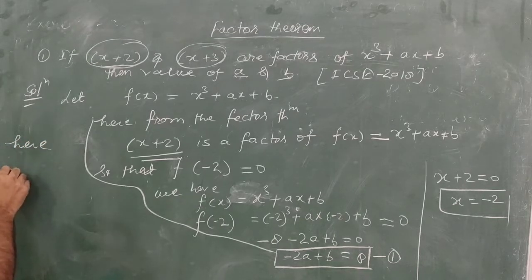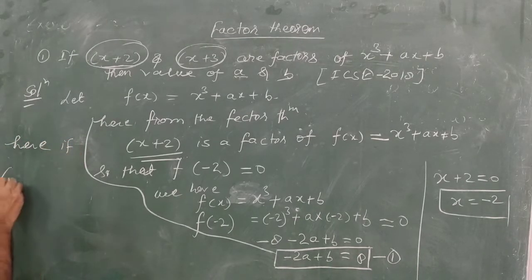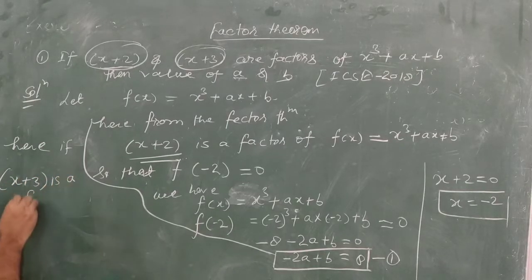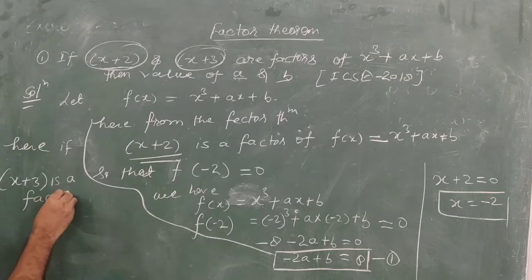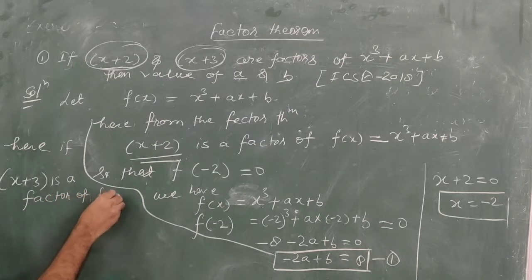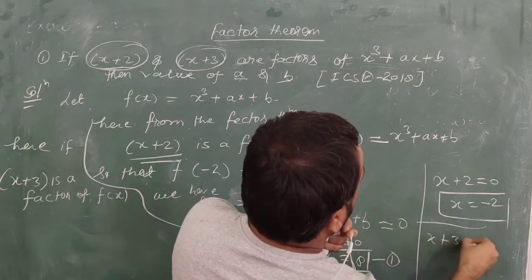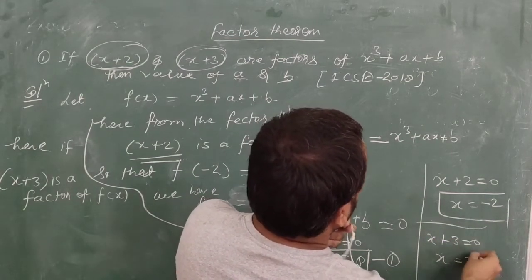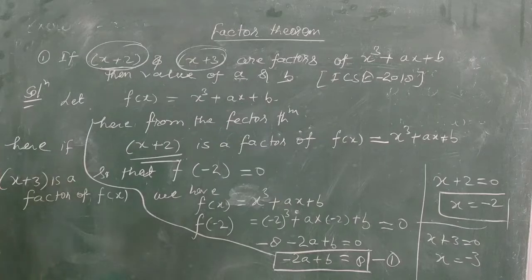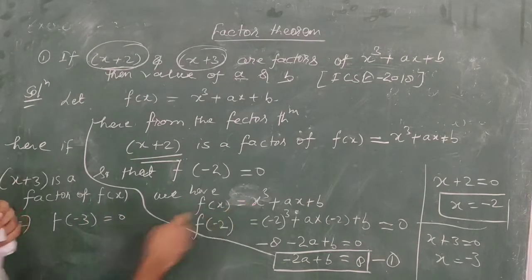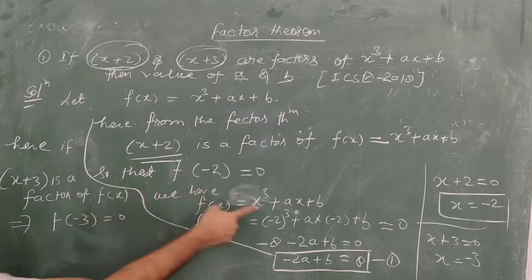Let x plus 3 be a factor of f(x). So you will write again x plus 3 is equal to 0. This means x is equal to minus 3, which means f of minus 3 is equal to 0. So students, what is your f(x)? Your f(x) is x cube, so we will write minus 3 in place of x.